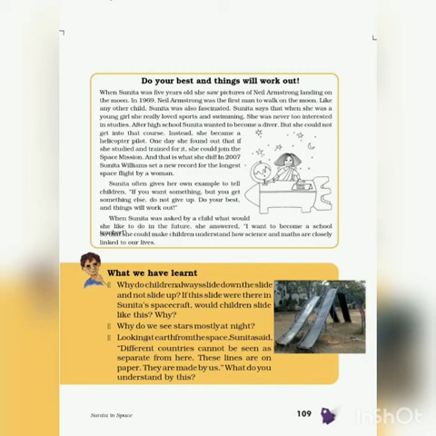See, this I like very much. Different countries cannot be seen as separate from there. These lines are on paper. They are made by us. So boundaries are not seen from space. So you have to explain this. All these answers are there in your notes.